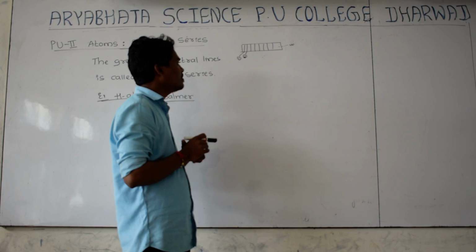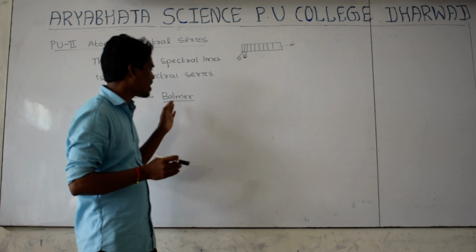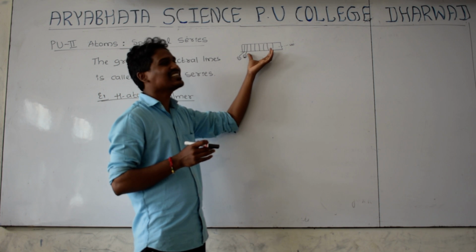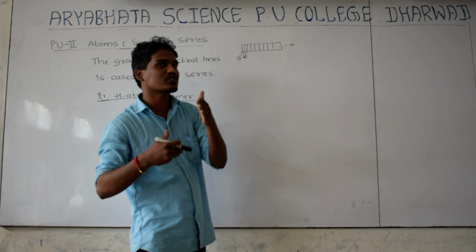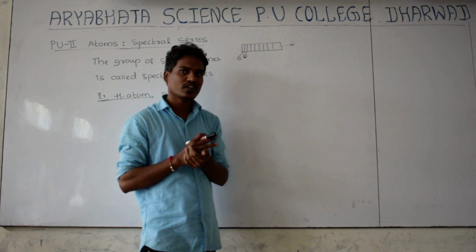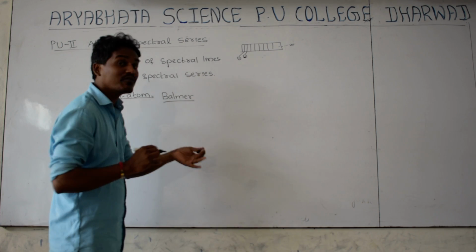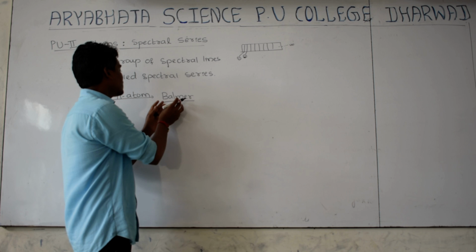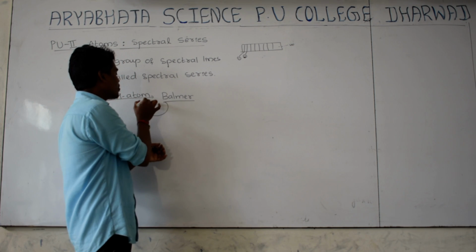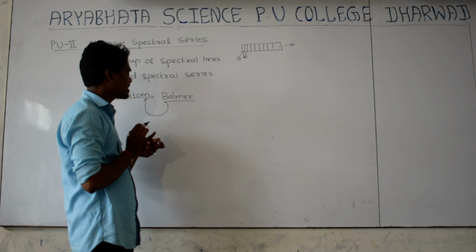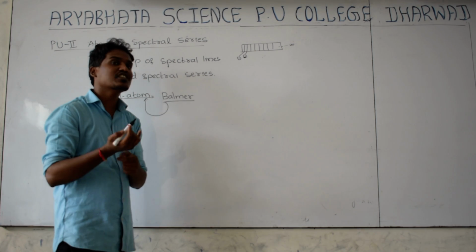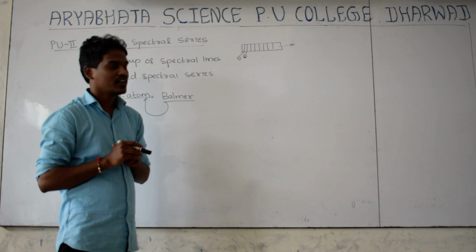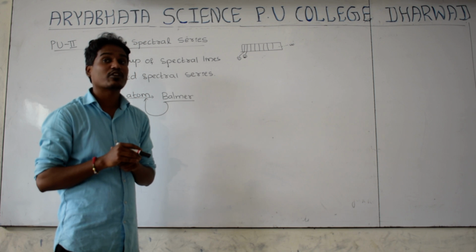He gave the formula in order to find the wavelength of these spectral lines, or instead of lines, you can use the word spectral series. There is a general formula. Before discussing that formula, Balmer took the example of the hydrogen spectrum. He produced the spectrum, and that spectrum is called a hydrogen spectrum. The reason is that he used the hydrogen atom, so the resulting spectrum is called a hydrogen spectrum.